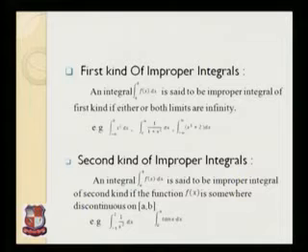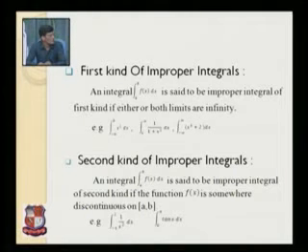Here the examples: first example is integration from minus infinity to b of x square dx. You see here the lower limit of integration is minus infinity, so it is improper integral. Second example, integration from 1 to infinity of 1 upon 1 plus x square dx. Here the upper limit is infinite, so this is improper integral. And third is both limits are infinite: integration from minus infinity to plus infinity of x cube plus 2 dx. So both upper and lower limits are infinity, so it is improper integral of first kind.